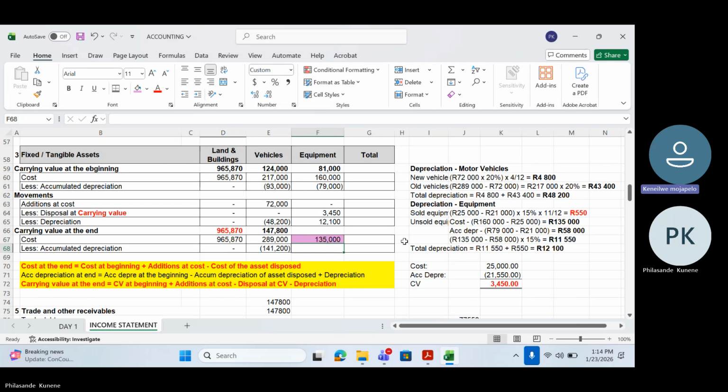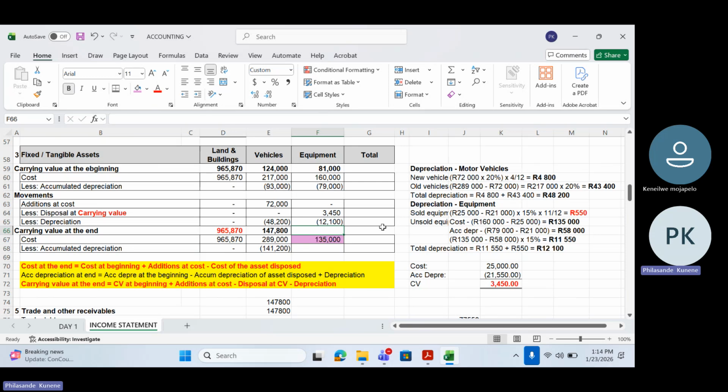When it says accumulated depreciation of asset disposed, does it include the 21,000? By the formula, it says accumulated depreciation of asset disposed. Are you going to include the 21,000? Yes, 550. No, we're subtracting it. We don't add it, né? Okay, so the accumulated depreciation of the asset disposed must be 550.